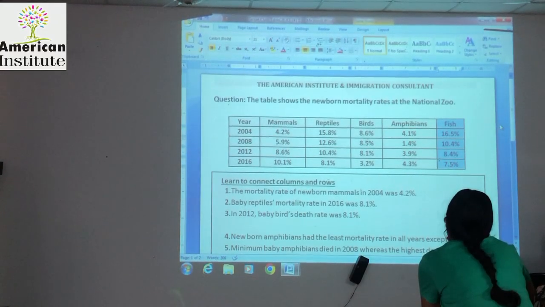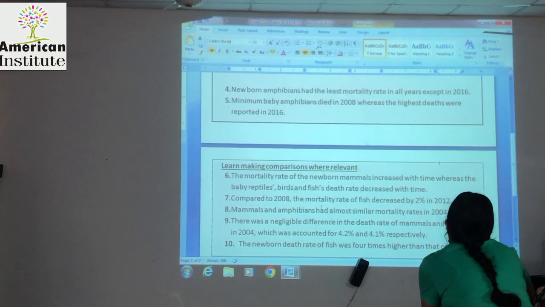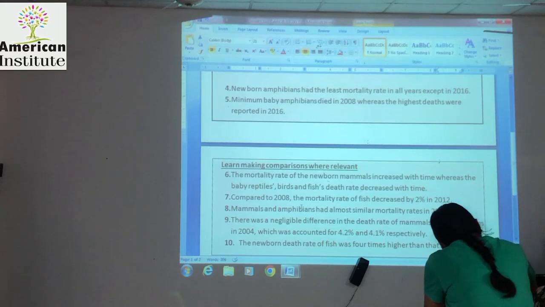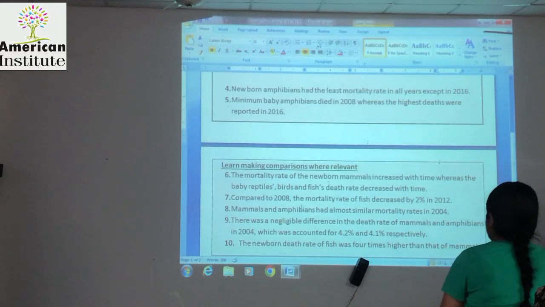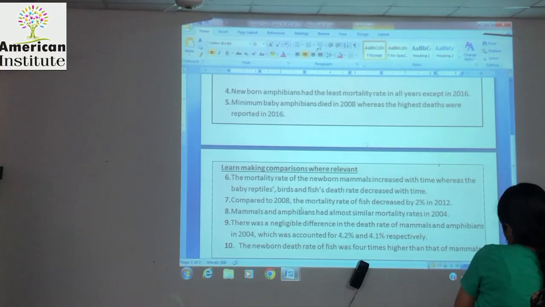Look at the 6th sentence. The mortality rate of newborn mammals is increased with time whereas baby reptiles, bird and fish death rate decreased with the time. Is this clear to you? Yes, ma'am. Okay.